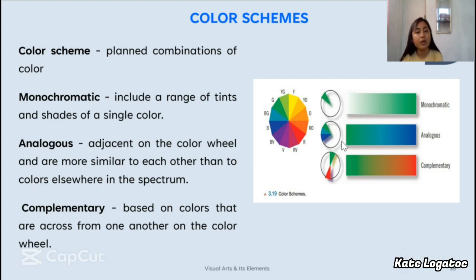Tapos analogous color scheme. Ito naman yung magkakatabi lang sa color wheel. Katulad dito, dark blue or indigo, blue, tapos green. Sila lang yung magkakatabi dito. Yun yung analogous color scheme. While complementary scheme, ito naman yung magkakalayo sa color wheel para mag-create ng sense of contrast. Yung magtatag sa mata talaga. Example ito, yung red at green, di ba ito yung ginagamit pag Christmas? So, yung red at green ay considered as complementary color scheme.